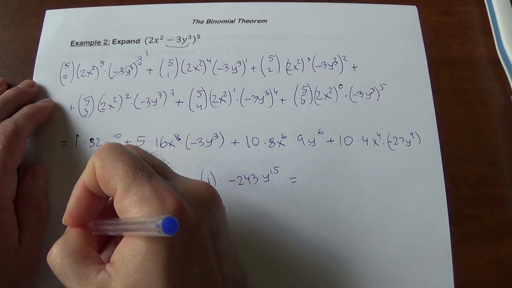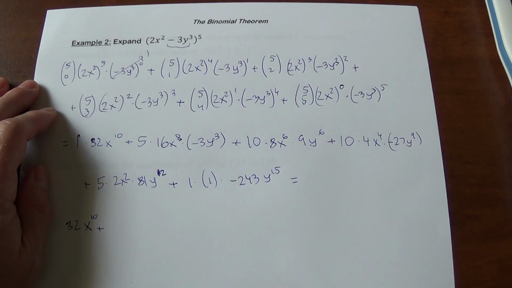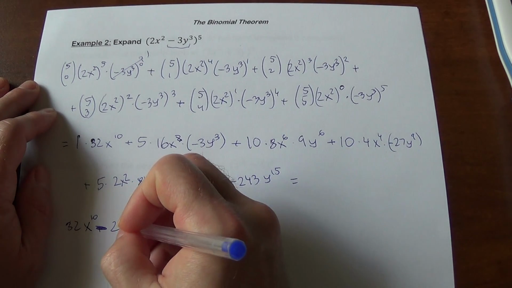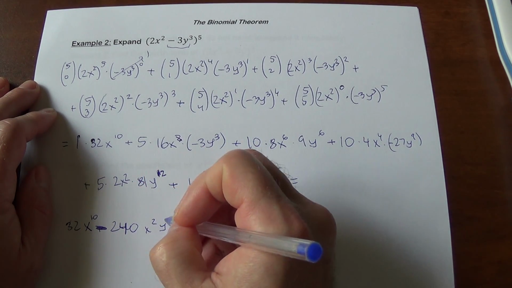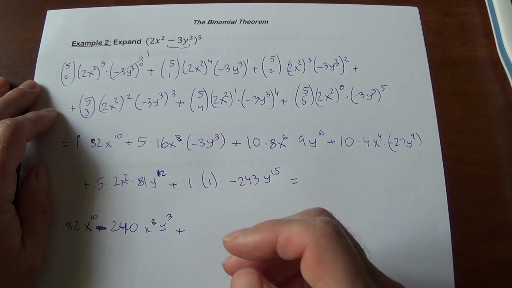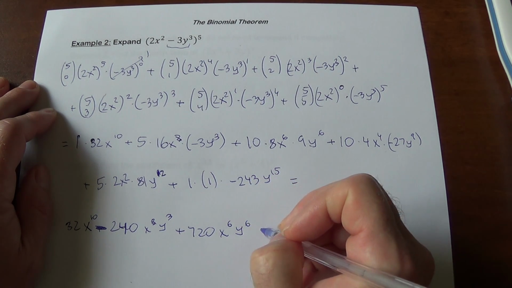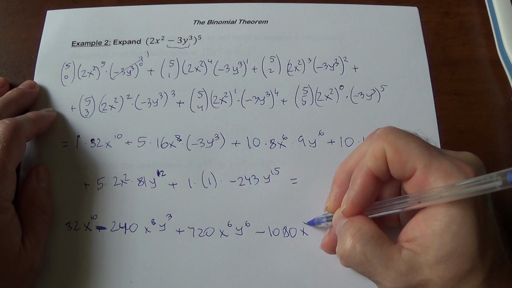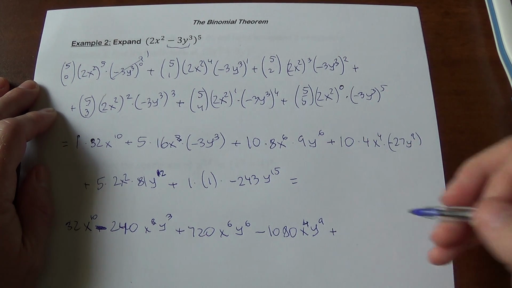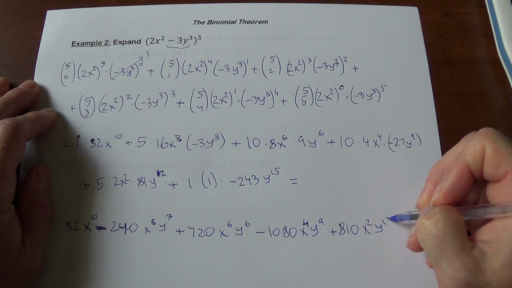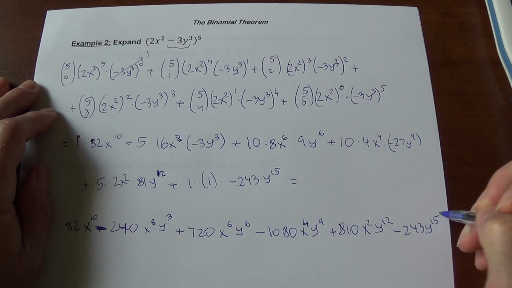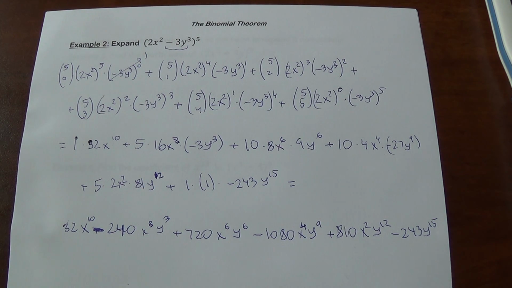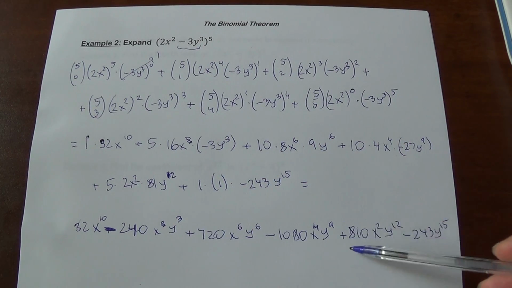And all in all, we combine this, it's going to be 32x to the 10th, that's actually going to be minus 240 x to the 8th y cubed plus 720 x to the 6th y to the 6th minus 40 times negative 27 is 1080 x to the 4th y to the 9th plus 810 x squared y to the 12th minus 243 y to the 15th. Please note, when you have subtraction, it is going to give you signs that alternate. So it's going to go plus, minus, plus, minus, always. Okay.